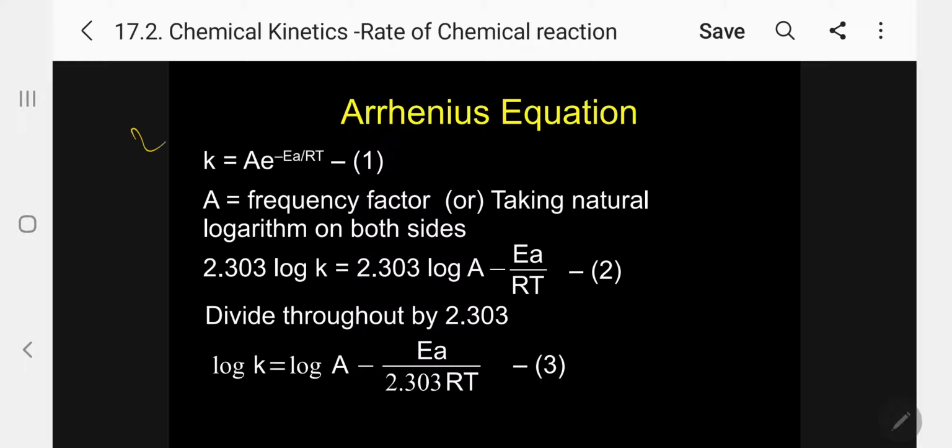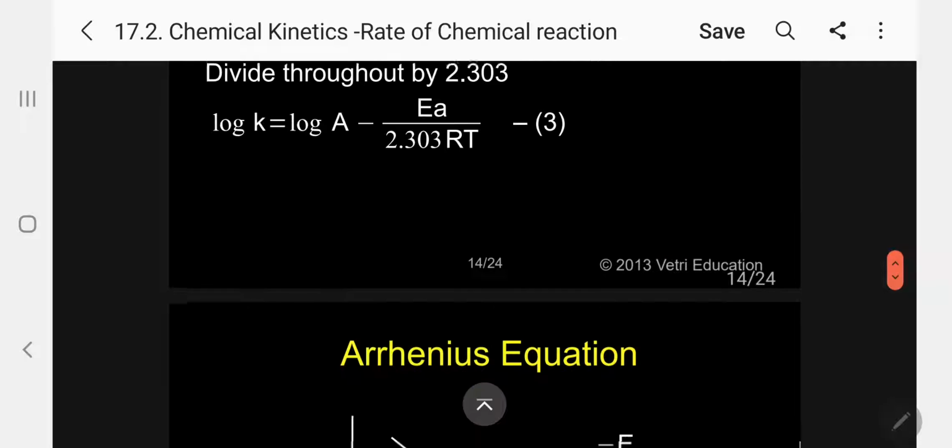I will write the Arrhenius equation again, where A is the frequency factor or Arrhenius factor. Now taking the natural logarithm on both sides, I can write 2.303 log K equals 2.303 log A minus Ea by RT, equation 2. Divide throughout by 2.303. What I am getting is log K equal to log A minus Ea by 2.303 RT. That is equation 3. Kindly follow.